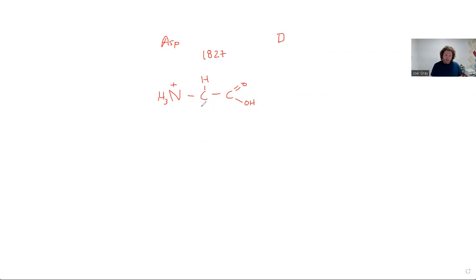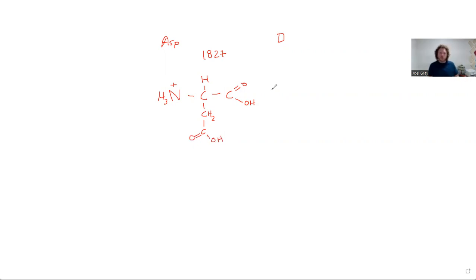The R group for aspartic acid looks very similar to the R group of asparagine. We have a beta carbon with 2 hydrogens coming off of it, and then we have a carboxylic acid. Hence the name aspartic acid.